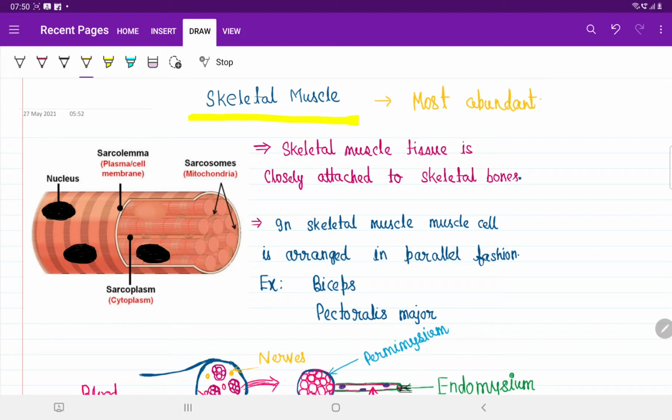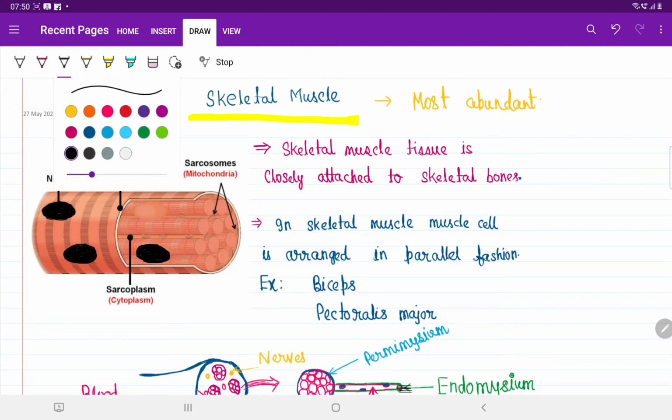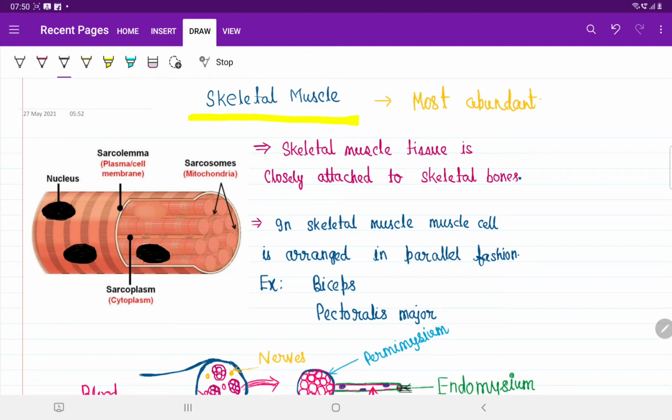Whether it is skeletal muscle, smooth muscle, or cardiac muscle, they are of mesodermal origin. So our skeletal muscle is also of mesodermal origin, and skeletal muscles are attached to bones, right? Bones form our skeletal system. As they are attached to bone, that's why we call it skeletal muscle, right? And they are attached to bone with a tissue.